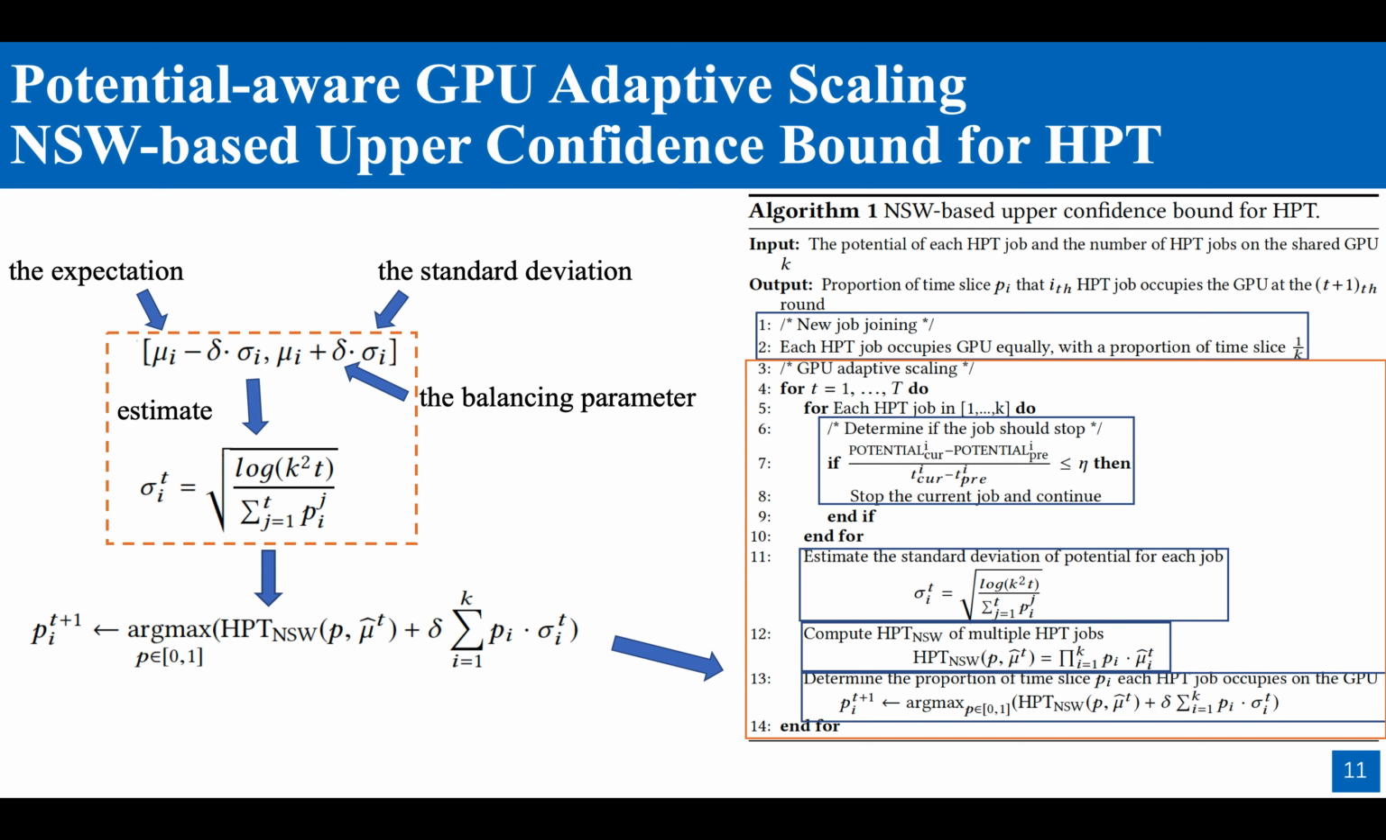In each round, the upper bound of the confidence interval is chosen, indicating the desire to take high risks for obtaining a high reward. According to the confidence inequality, DISC defines the standard deviation estimate. The heuristic algorithm combines the standard deviation estimate of the potential and the NSW of the HPT jobs to maximize the upper confidence bound as an estimate of the resource proportion parameter. The algorithm is divided into two parts: new job joining and GPU adaptive scaling.